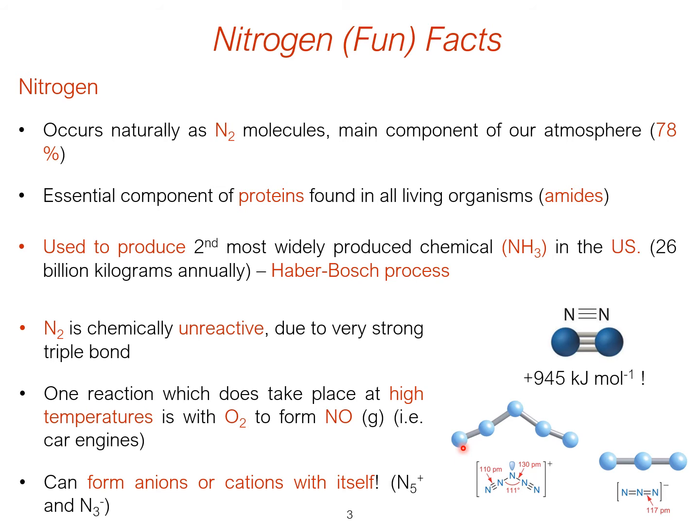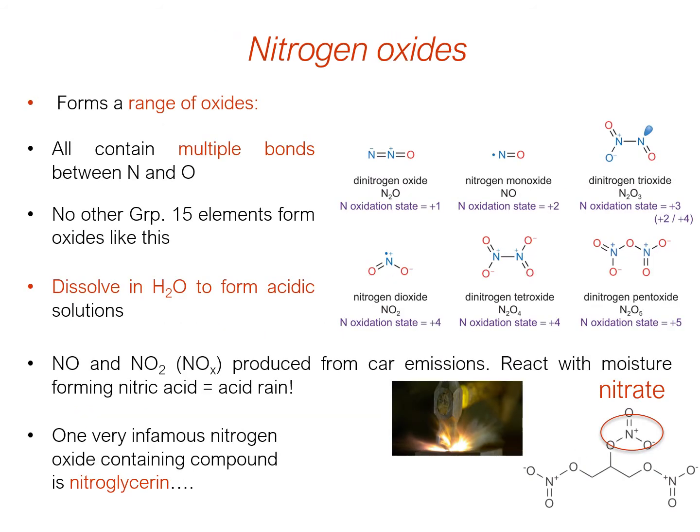It's also quite weird in that it can form both anions and cations with itself. So you can get N5+, which is shown here, or N3-, which is shown here. I've already said that nitrogen can form lots of different oxidation states. And if we look at the oxides, we can see that it can have 5 different oxidation states.